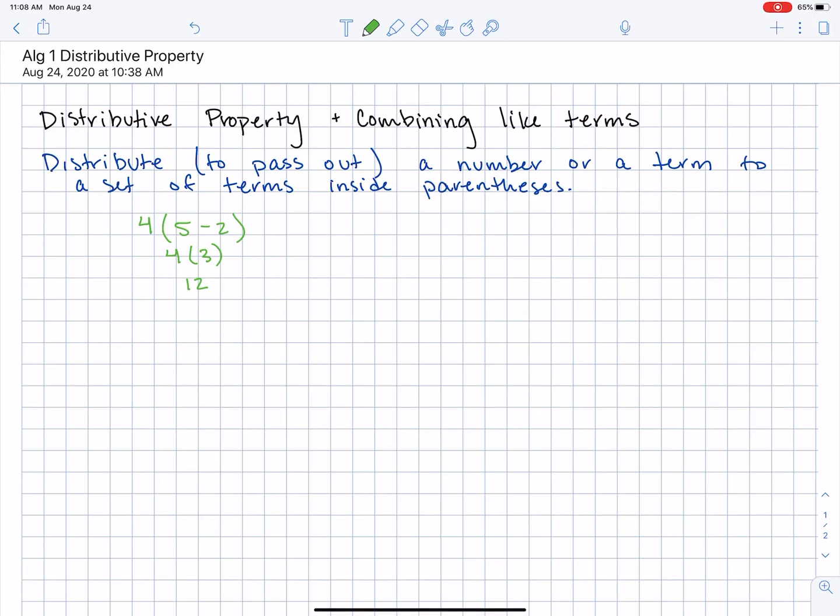Now, if we were going to go ahead and do it again, but with our distributive property, we would take this 4 on the outside of our parentheses and distribute it, meaning that we would pass it out. So we'd do 4 times 5, and then we'd also do this 4 times negative 2. So that means we would do 20 minus 8, which leaves us with 12. So exact same answer here.